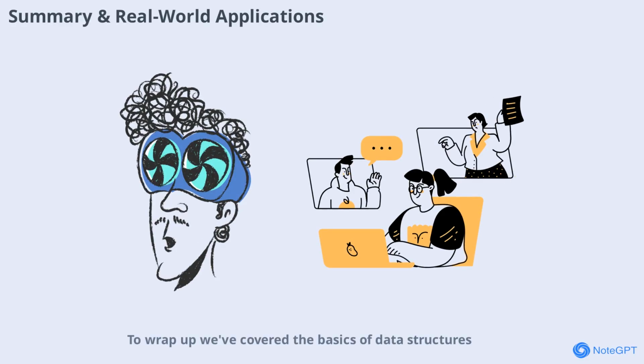To wrap up, we've covered the basics of data structures, from simple arrays to complex trees and graphs. We've seen how data is organized, the operations we can perform, and the importance of algorithms and efficiency. These concepts are not just theoretical, they power everything from databases and search engines to airline booking systems and social networks. Understanding data structures is fundamental for anyone in computer science or software development.